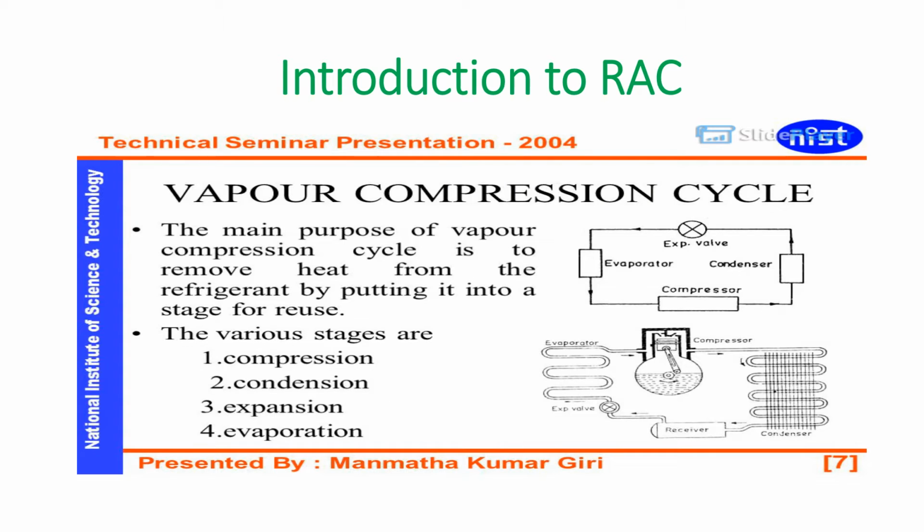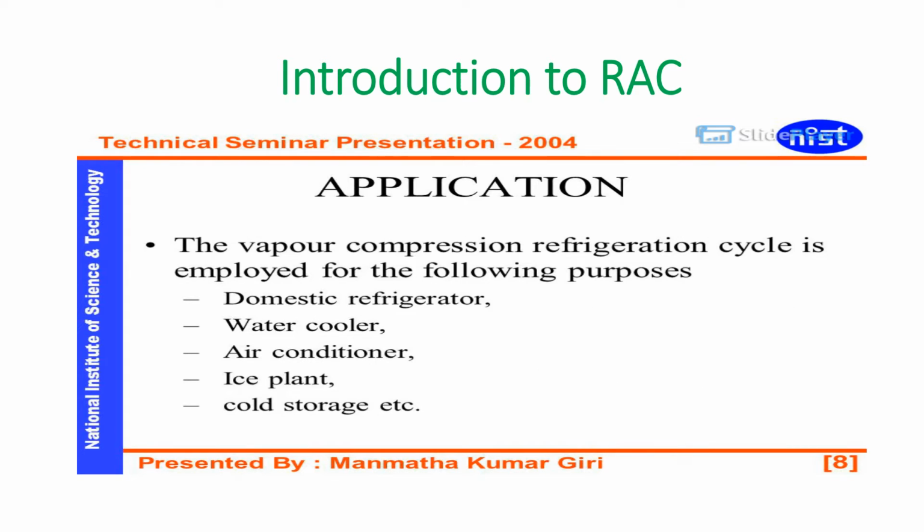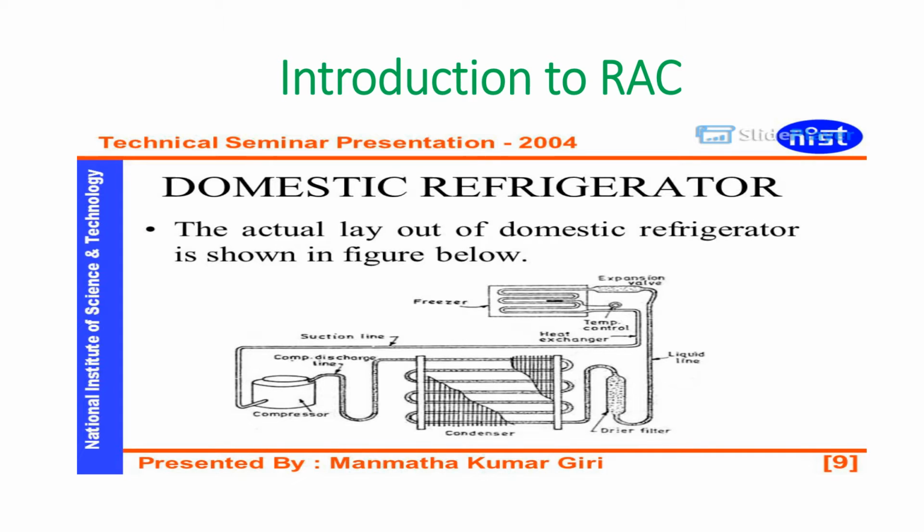Vapor compression cycle. The main purpose of the vapor compression cycle is to remove heat from the refrigerant by putting it into a stage for reuse. The various stages are: 1. Compression, 2. Condensation, 3. Expansion, 4. Evaporation. Application. The vapor compression refrigeration cycle is employed for the following purposes: domestic refrigerator, water cooler, air conditioner, ice plant, cold storage etc. Domestic refrigerator.